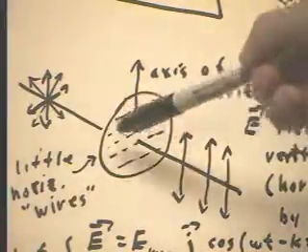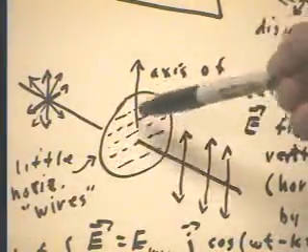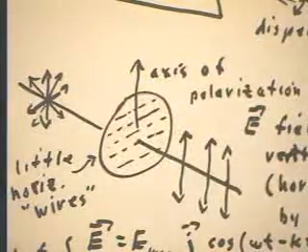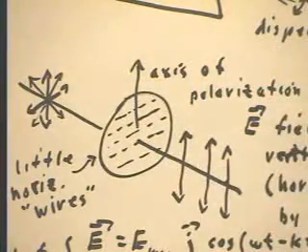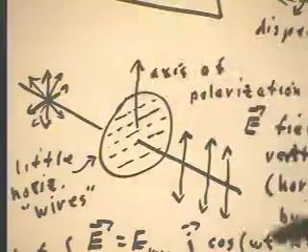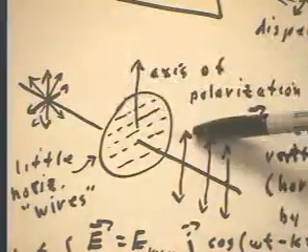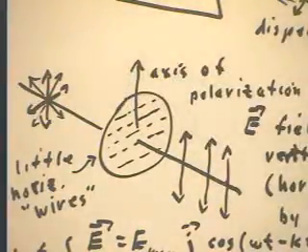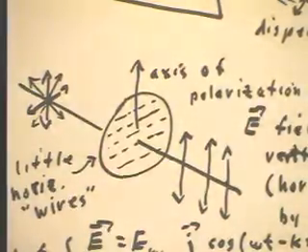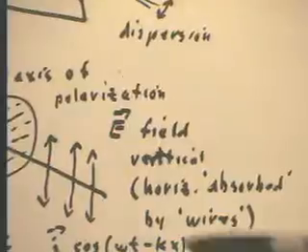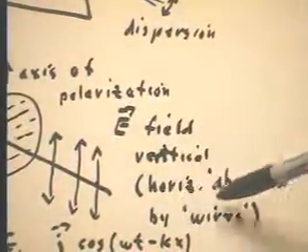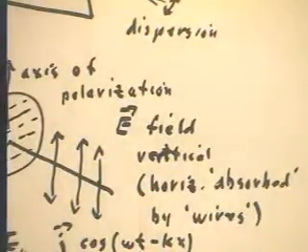Of course, you can rotate the filter so the wires are going in this direction, and then you'd have all the vectors being perpendicular to those wires. The axis of polarization would change. Wherever the axis of polarization is, that's the direction in which the light is polarized. Okay? So, we say that the electric field comes out vertical. The horizontal component is absorbed by these so-called wires.